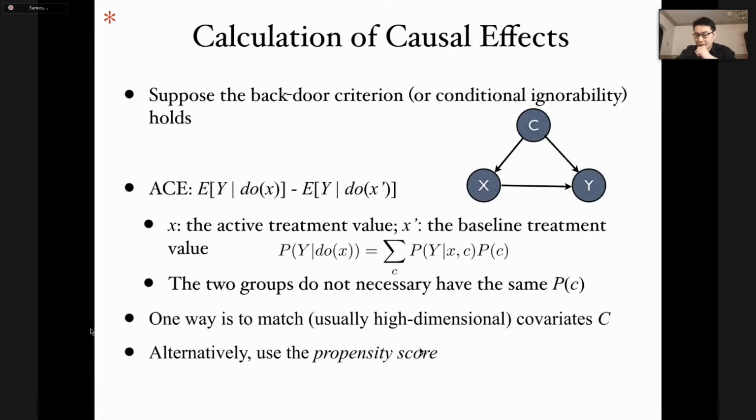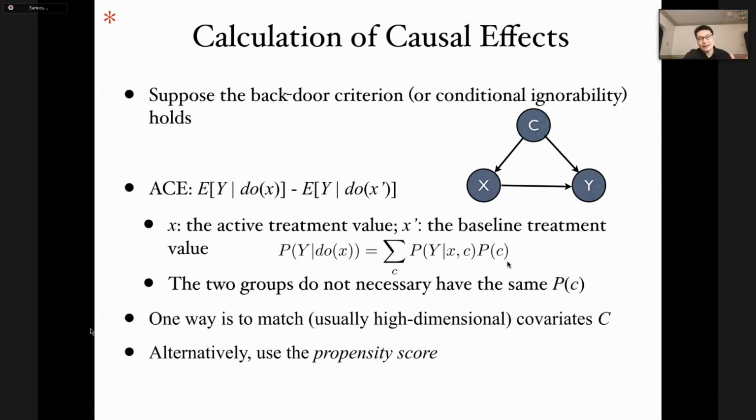So one last thing regarding identification of causal effect is the propensity score. Suppose we want to see the average causal effect of x on y. So we have to do this, right? This is the distribution of y. This is the causal effect of x on y. We have to sum over C according to the probability distribution of C, right? So if the two groups with different values of x have the same distribution of C, then it's easy.